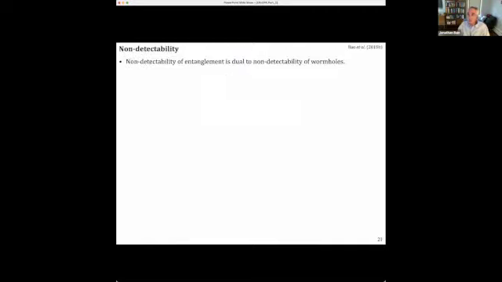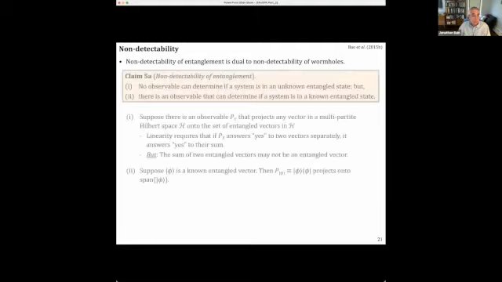All right, and the final example of a proposed similarity between no-go theorems in the entanglement and wormhole context involves non-detectability. And this is described in an article by Bain and colleagues from 2015. So their claim here is that the non-detectability of entanglement is dual to a non-detectability of wormholes. So here's the statement about non-detectability associated with entanglement.